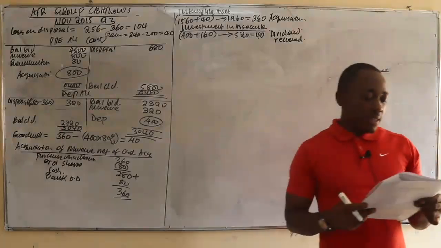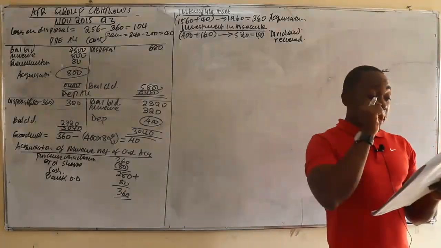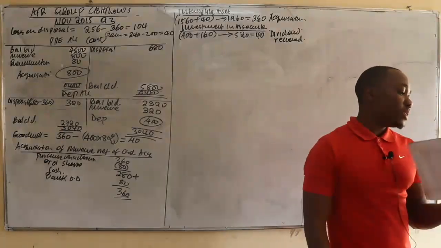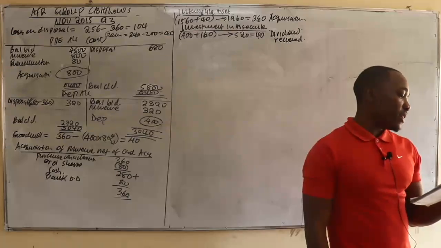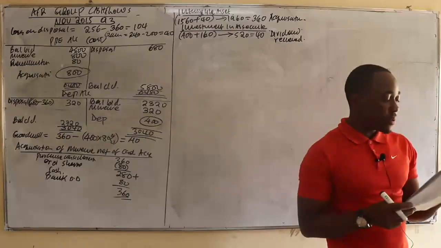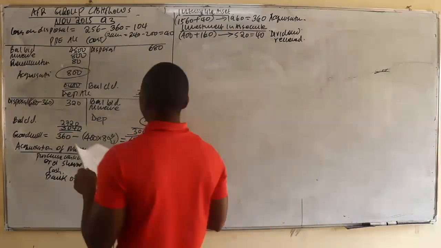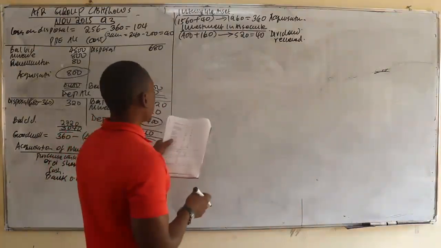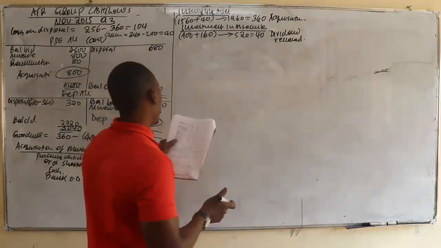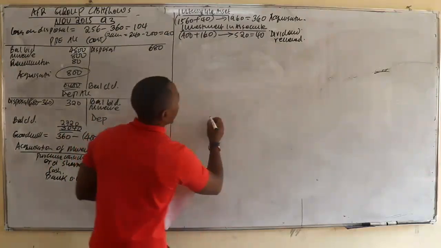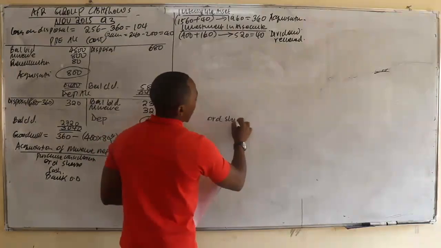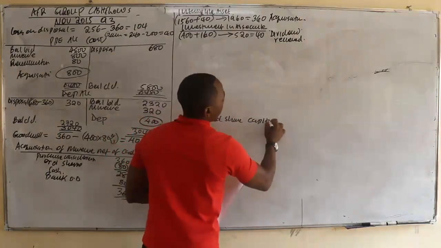And the capital and liabilities, what do you have? Ordinary share capital. Then we have share premium, revaluation reserve, and retained profit. And also we have NCI. Let's start with the ordinary share capital. That one, I think I need to open an account for you. Let me open it here. Ordinary share capital.